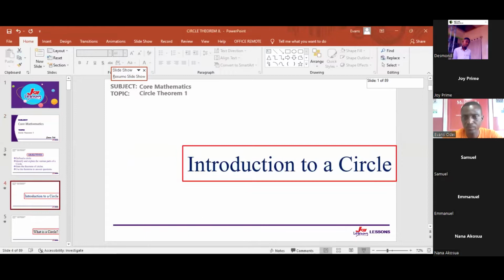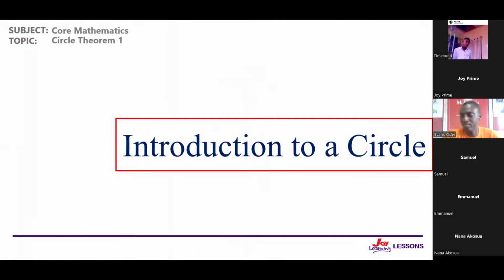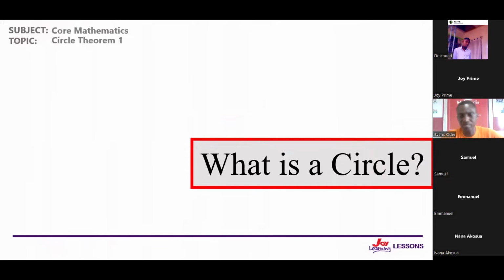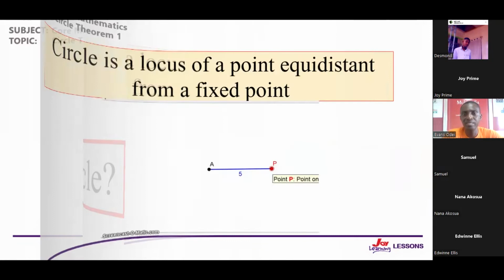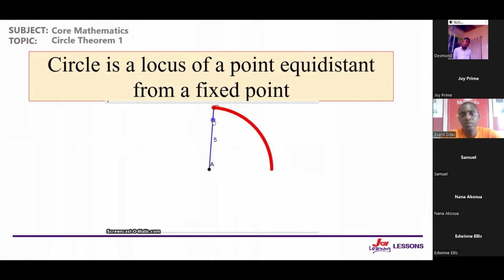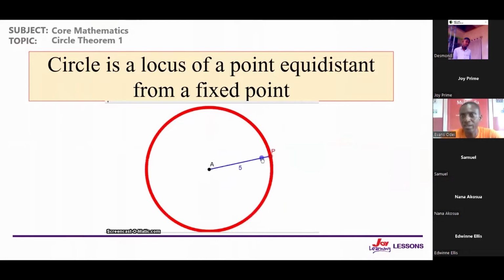So let's look at a quick introduction of a circle. What is a circle that we want to talk about? We want to define circle first. And by definition, we are saying that a circle is the locus of a point equidistant from a fixed point. Circle is a locus of a point equidistant from a fixed point.